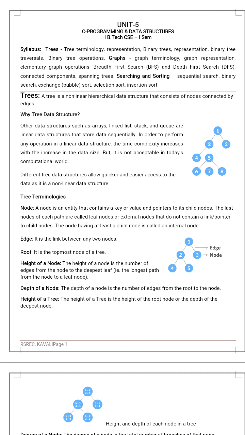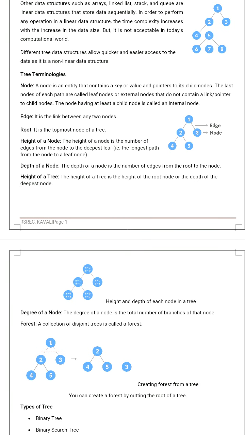Depth of a node is the number of edges from the root to the node. Okay, depth of the node is nothing but the number of edges from the root to the node. Next, height of a tree. The height of a tree is the height of the root node, that is the depth of the deepest node.